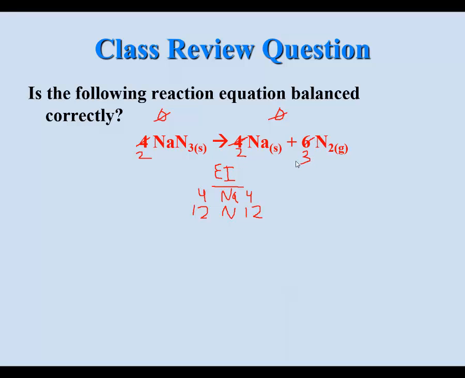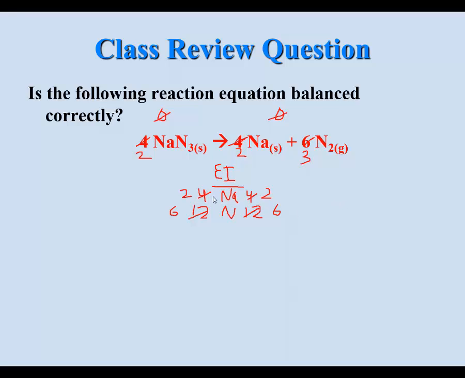I can't divide by any other number to get a smaller set of whole number integer coefficients, because I would end up getting a fraction for the nitrogen's coefficient. But this is still mass balanced, because now I have 2 sodiums on both sides, and I have 6 nitrogens on both sides. So I am still mass balanced and charge balanced, and I have the lowest set of whole number integers.